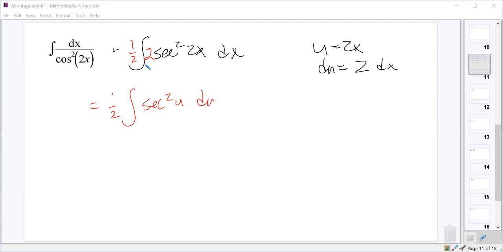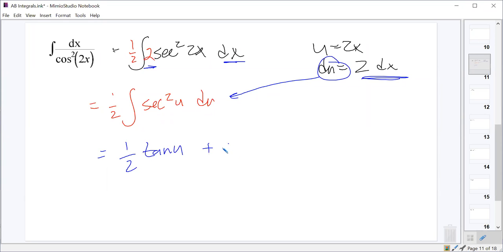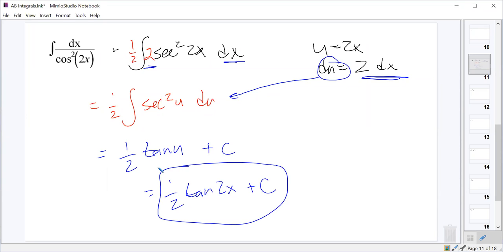Right, our 2 dx becomes du. And so we just integrate that, which should be 1/2. What's the integral of secant squared u? Tangent u, and plus our constant. And now we just go back and replace the u. 1/2 tangent 2x plus our constant. Good or no? Good. All right. Any questions?